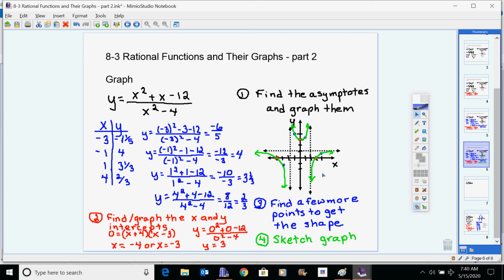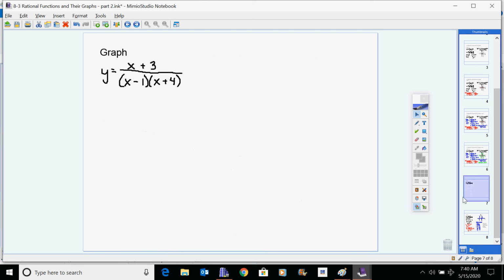Okay, so this is what you're really doing and going through here. So let me give you just one more to take a look at. Here nothing cancels out in numerator and denominator. So I want you to go through, find your asymptotes, give this a good try, and then I'm going to bring up the answer and talk about it for just a quick minute.